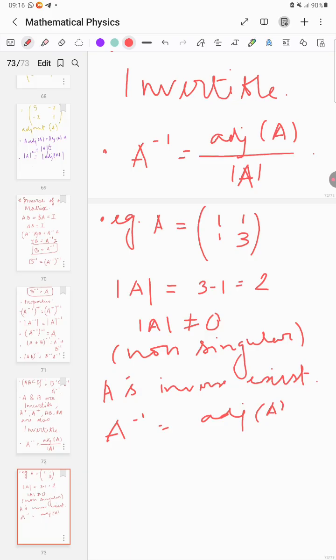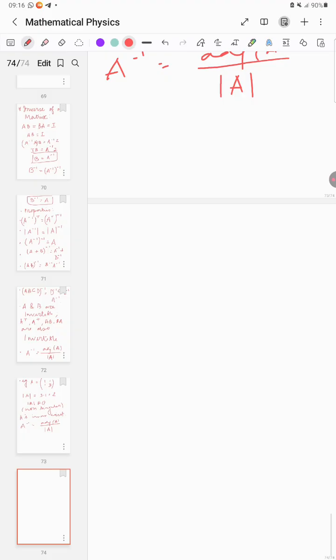Now what we have seen is that in order to find the inverse of A, the formula is adjoint of A by determinant of A, right? We found adjoint of A in the last video. The formula for finding adjoint of A is minus 1 to the power m plus n into minor, and the entire thing is called the cofactor. So basically the transpose of the cofactor of A gives us the adjoint of A, right?